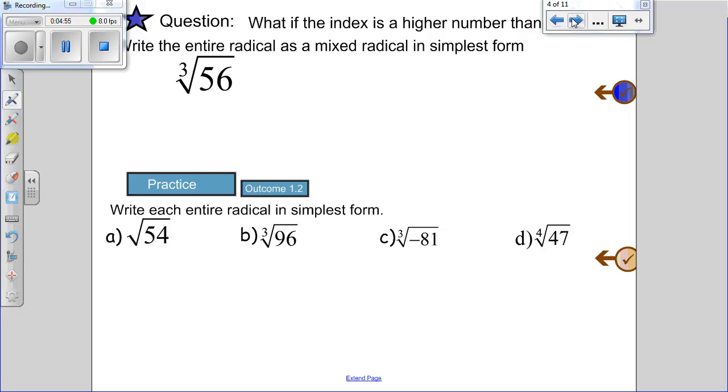What if the index is 3? And I think Ty kind of alluded to this. What do we do if the index is 3? What changes? Jason? Use the cubes. Yeah, exactly. So because this index is 3, we need to use the perfect cube chart. So you go 2 to the power of 3 is 8. 3 to the power of 3 is 27. 4 to the power of 3 is 64.